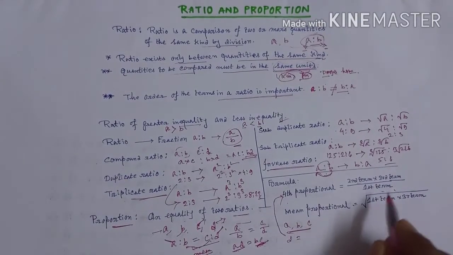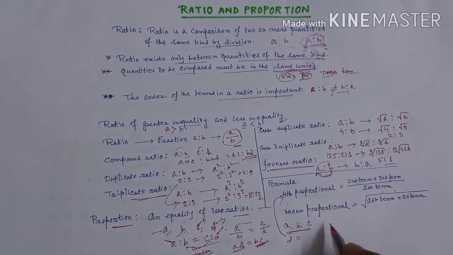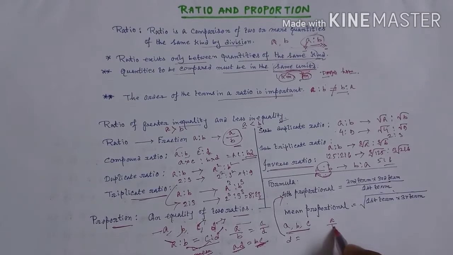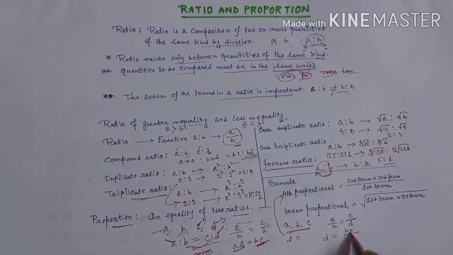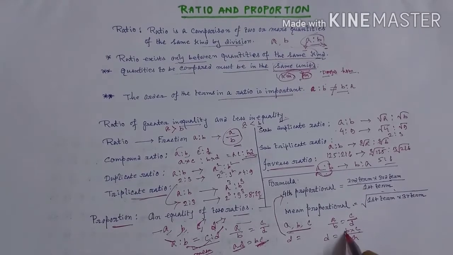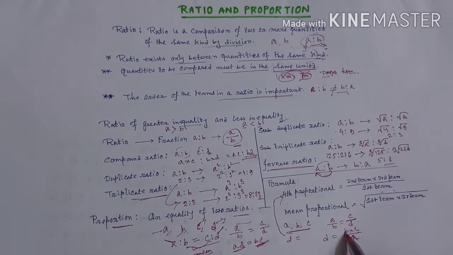So how did this formula come? It's nothing. It came from the definition of proportion. Suppose A by B equal to C by D. So D equal to what? B into C by A. D equal to B into C by A. So B is the second term, C is the third term, and A is the first term.